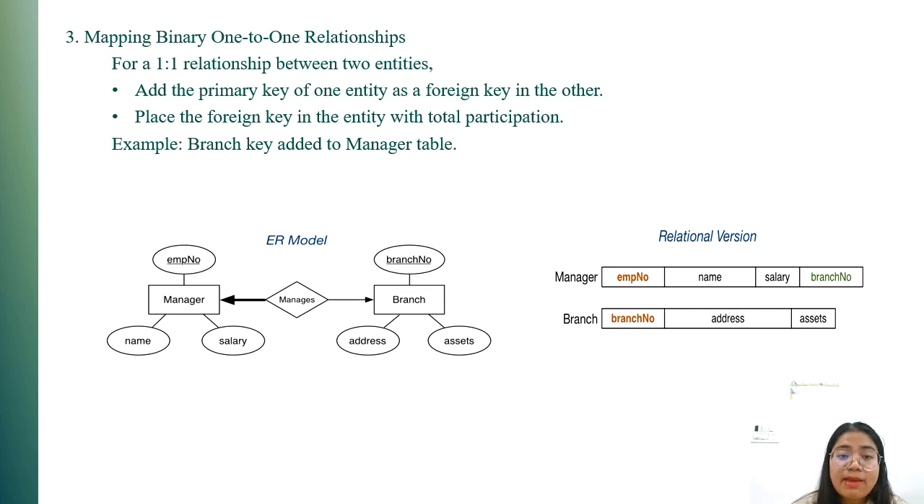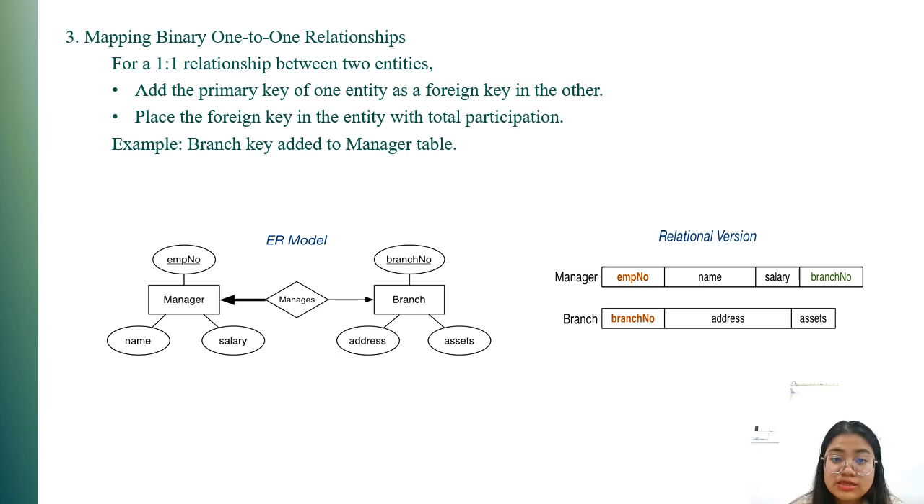Next, we have mapping of one-to-one relationship. One-to-one relationship means one entity is related to one entity of another entity only. So when we convert the ER model to the relational schema, that means we are going to have two tables. Let's take an example, manager and branch.